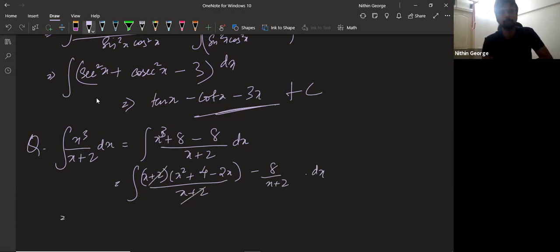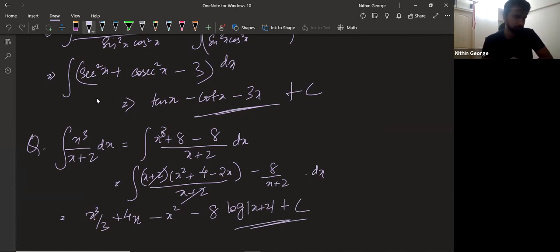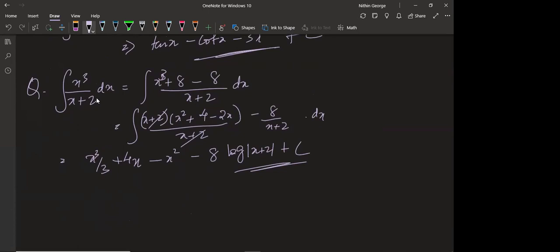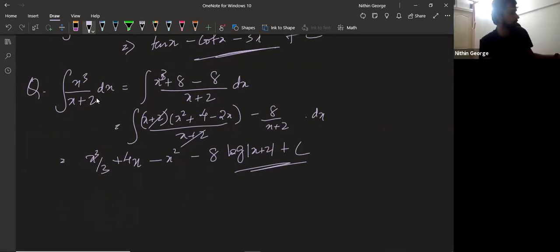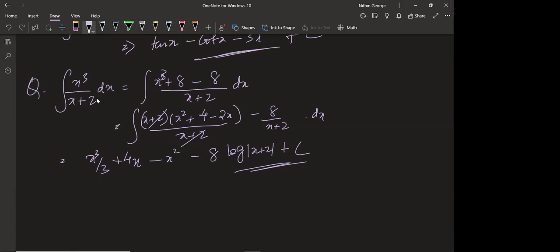Here x plus 2 cancels out. You get x cubed by 3 plus 4x minus x square minus 8 log mod x plus 2 plus c. Got this? Yes, sir. Rest of you, any doubts? No, sir.